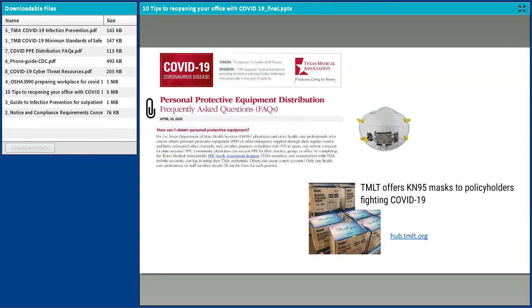Here you'll see the Texas Medical Association has some information about personal protective equipment distribution. If you are looking to obtain PPE, you can check there. TMLT has also been offering KN95 masks to policyholders. Currently, there is a waiting list for that, but you can go on hub.tmlt.org and get additional information from TMLT and or TMA if you're trying to obtain PPE.